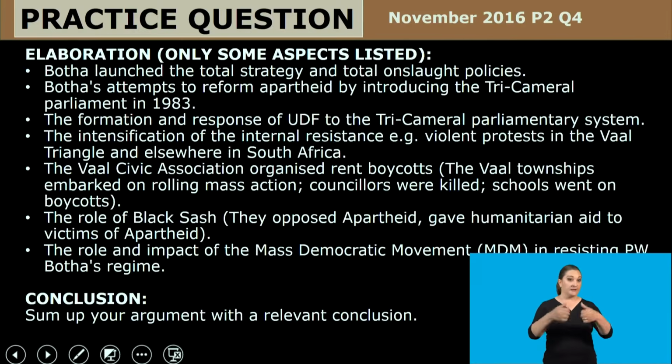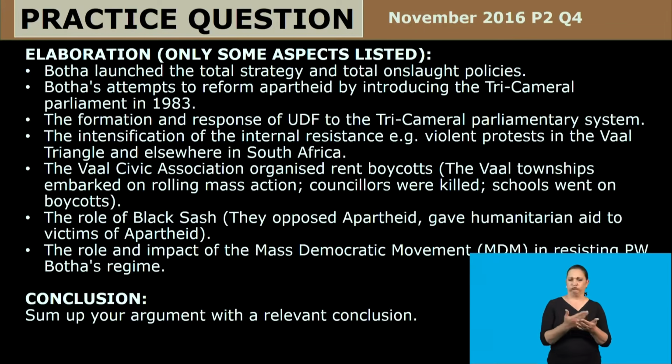So let's look at some points that you can include. P.W. Botha launched the Total Strategy and Total Onslaught policies. Botha's attempts to reform apartheid by introducing the tricameral parliament in 1983. The formation and response of the UDF to the tricameral parliamentary system. The intensification of the internal resistance, e.g. violent protests in the Vaal Triangle and elsewhere in South Africa.